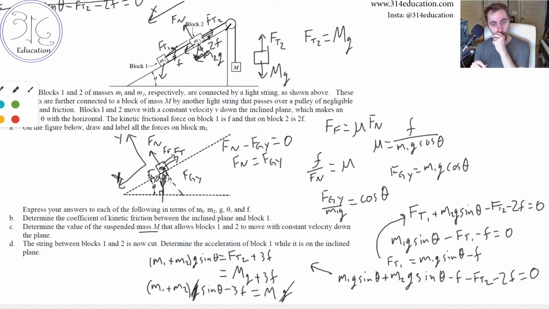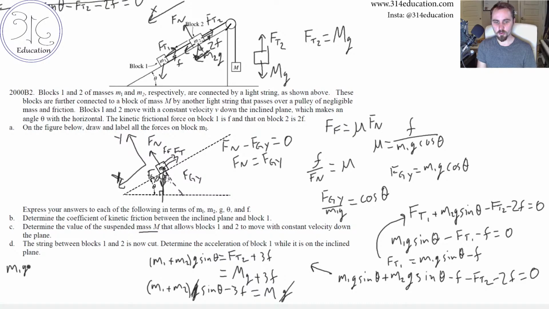It's not. So now the string between block 1 and block 2 is cut. Determine the acceleration of block 1 while it's on the inclined plane. So we can take our equation of motion for block 1. That was this guy here. This is now going to be missing that Ft1 term. So we can rewrite this without that Ft1.